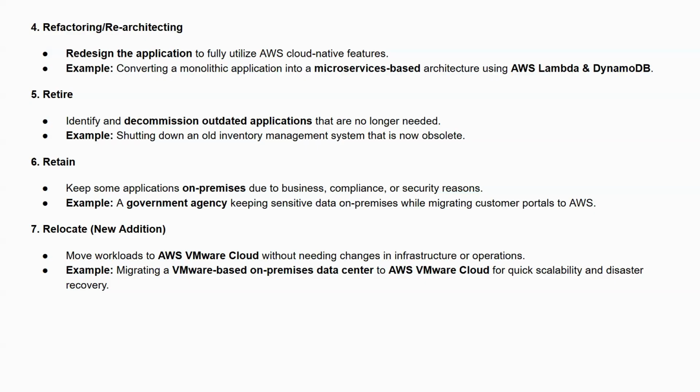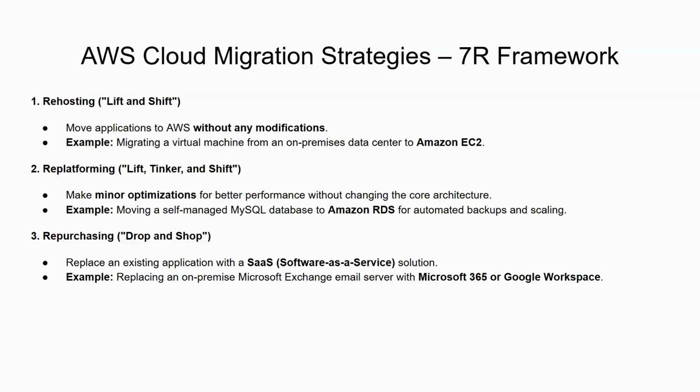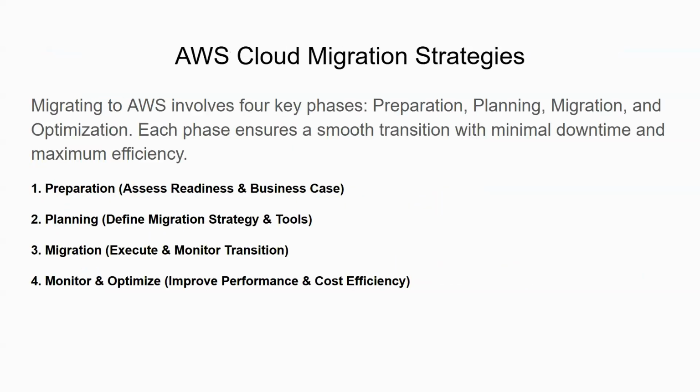Relocate, move workloads to VMware Cloud on AWS without needing changes in infrastructure or operations. For example, migrating a VMware-based on-premises data center to AWS.